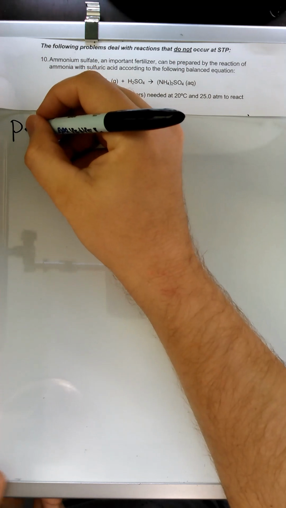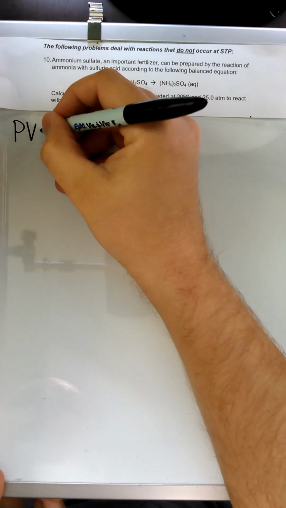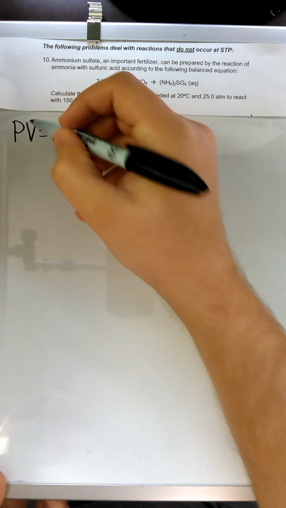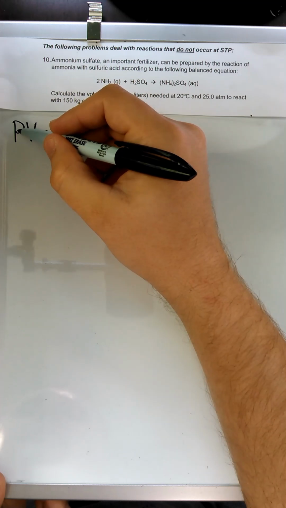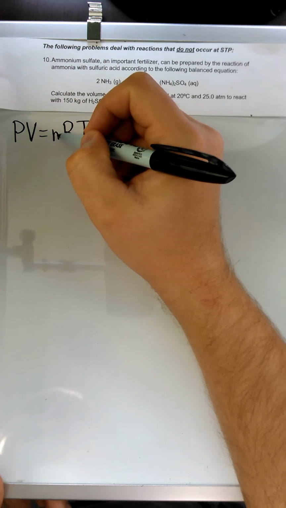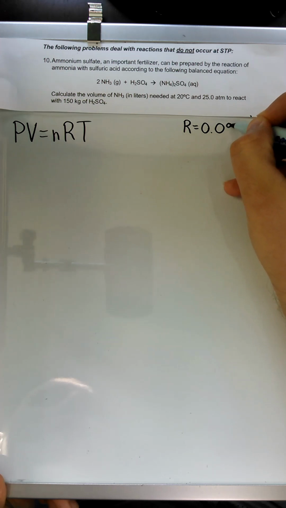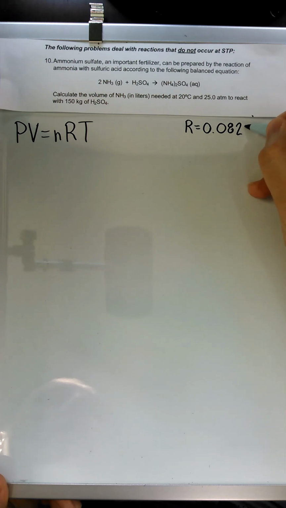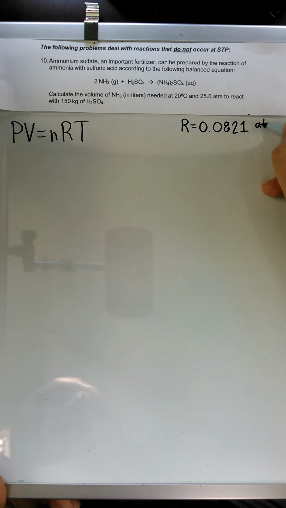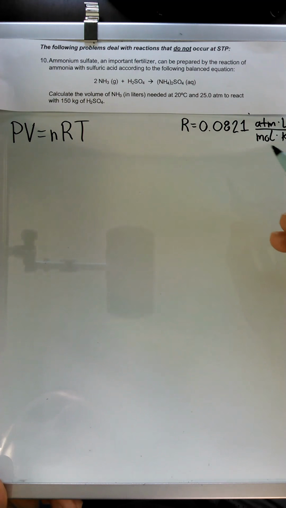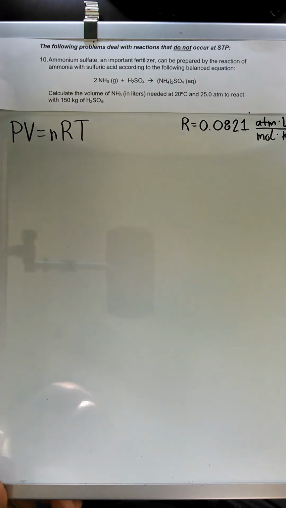So to refresh, the ideal gas law is PV equals nRT, where pressure is represented by P, V represents volume, n is number of moles, R is our gas constant, which we know is always 0.0821, and it has units of atmosphere liter per mole Kelvin. And then our temperature is always in Kelvin.